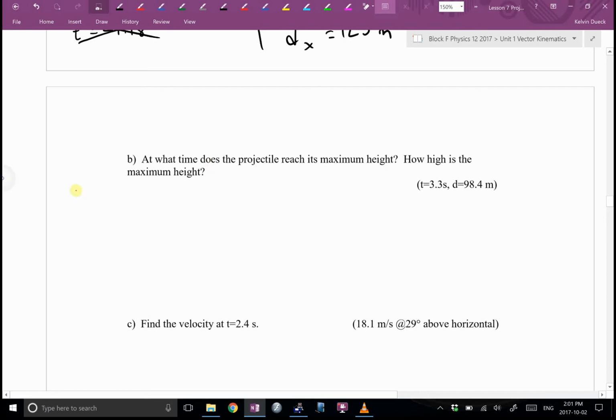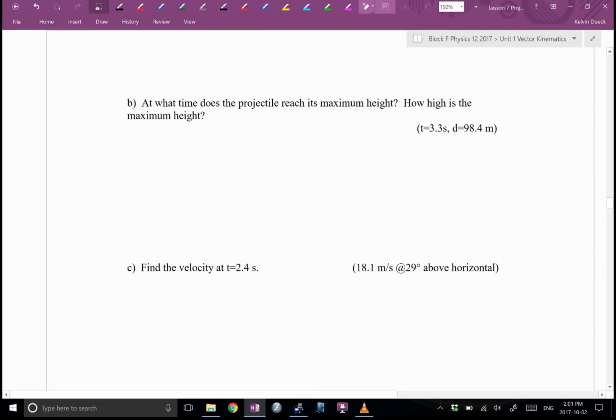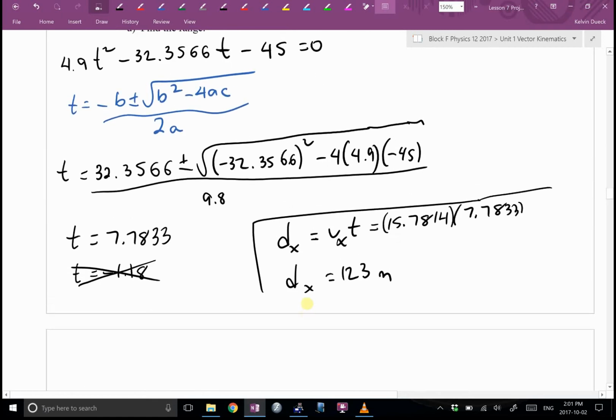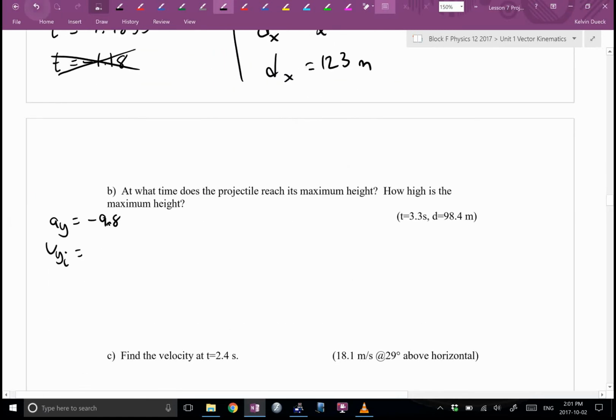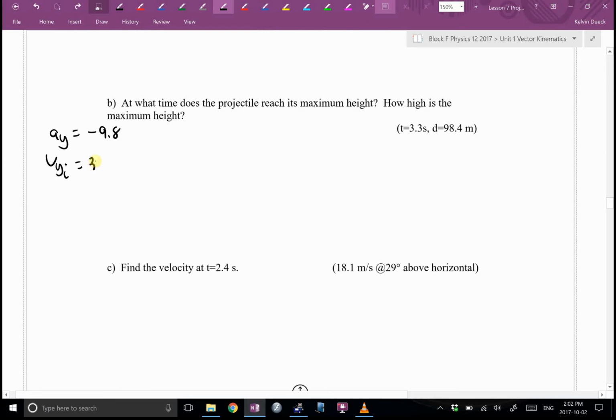So vertical, I seem to recall vertical a_y was what? Vertical acceleration was negative 9.8. Vy initial was 30 something something something. 32.3566. They want me to find time.